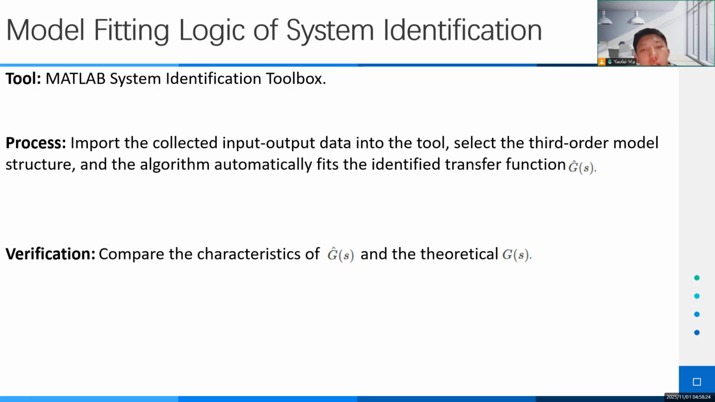After getting this identified function, we need to verify it. We compare the characteristics of the identified transfer function with our original transfer function. If they are similar, the identification is successful.